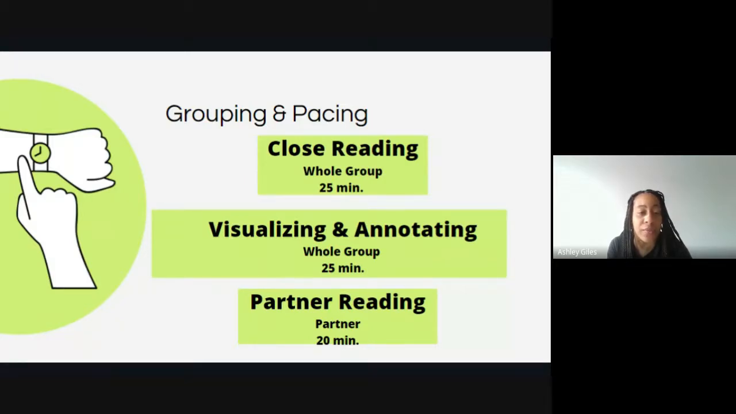Then we're going to move into the visualizing and annotating section, which is whole group again, and that is also 25 minutes. The teacher is going to talk about details and the importance of details. She's going to have students point to places in the text that helped them to visualize. So really having the students analyze the text and point out, well, what did you visualize? And why did you visualize that? Hopefully the student is like, well, right here in the text, it says it. And they can point to that for the teacher. So be looking for students actually pointing to that evidence that supports what they visualized when their eyes were closed.